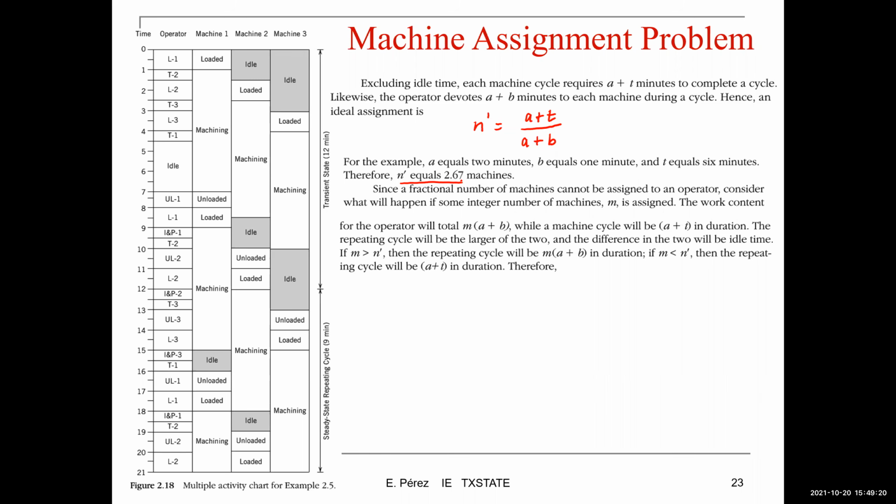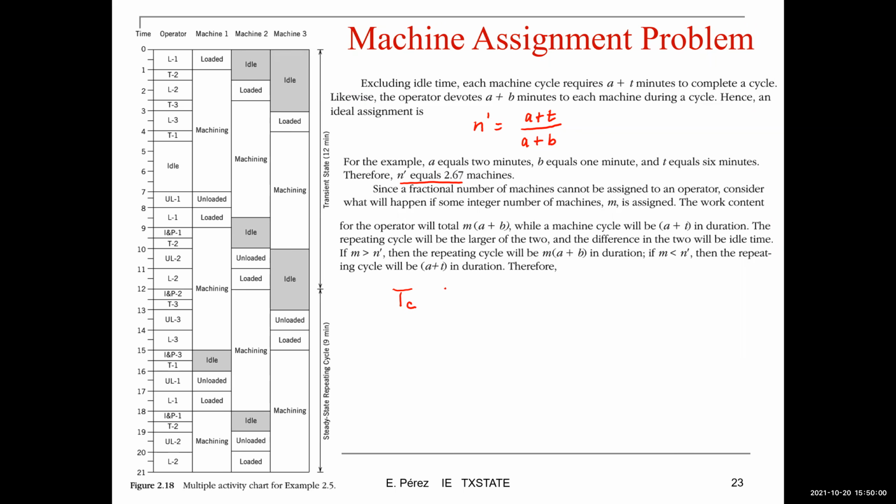The work content for the operator will total M times (A plus B), while a machine cycle will be A plus T in duration. The repeating cycle will be the larger of the two, and the difference between the two will be the idle time. If M is greater than N prime, the repeating cycle will be M times (A plus B) in duration, but if M is less than or equal to N prime, then the repeating cycle will be A plus T in duration. Therefore, we can state this mathematically.